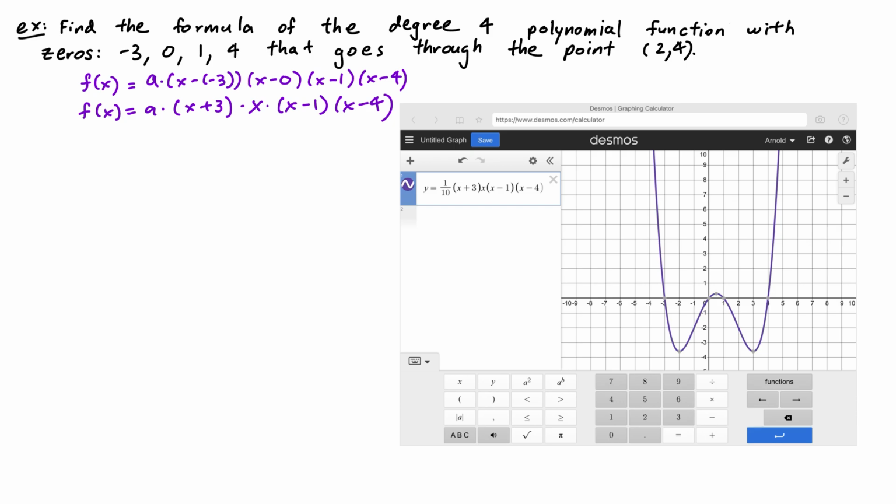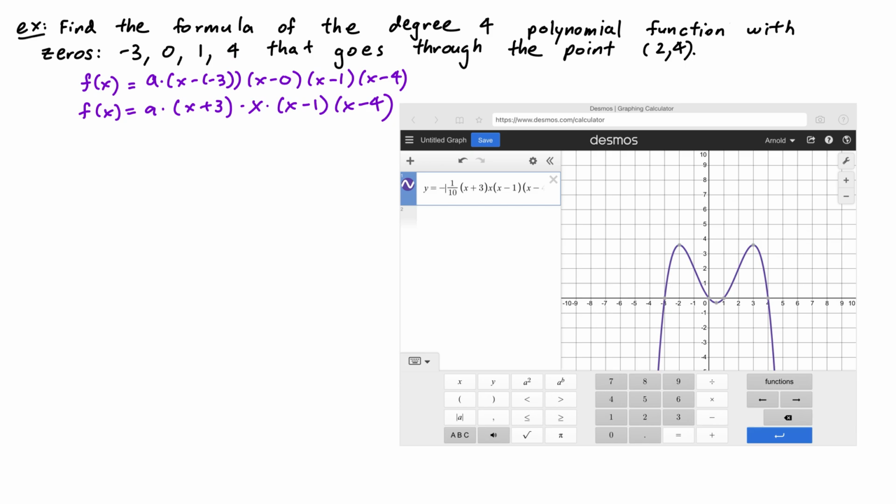We can even apply a reflection, and you see that the locations of our zeros or our x-intercepts are still the same. So as long as our vertical scale a here is not equal to 0, we're going to have a degree 4 polynomial that has the zeros -3, 0, 1, and 4.